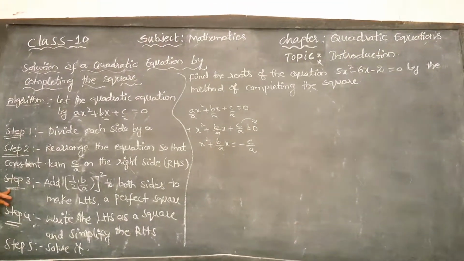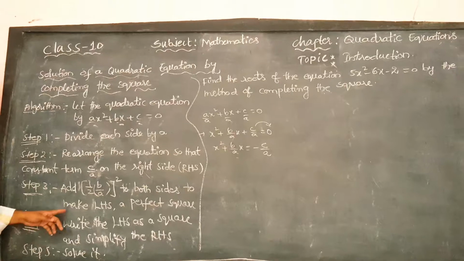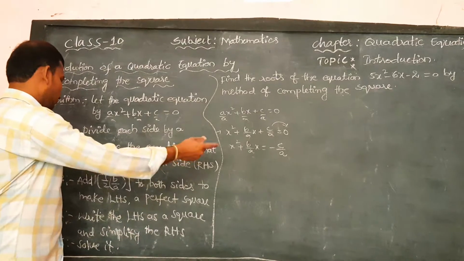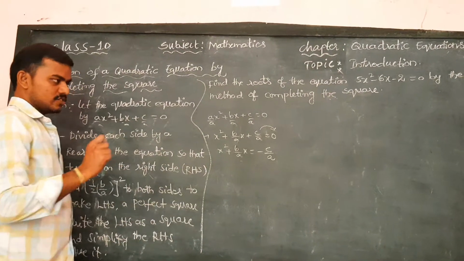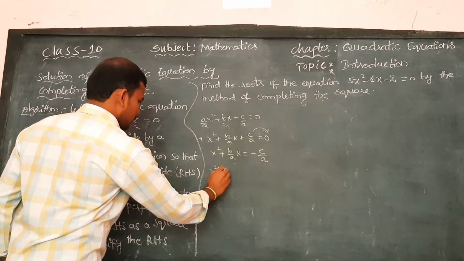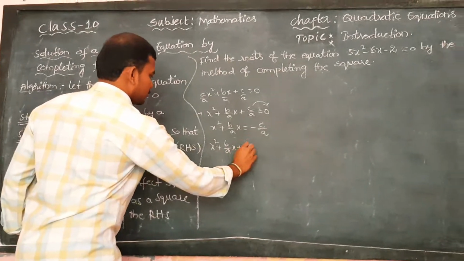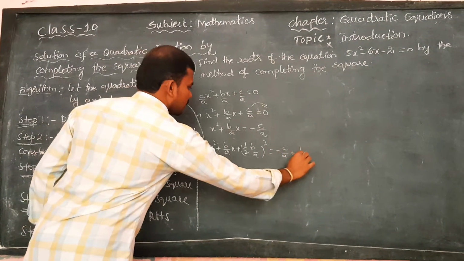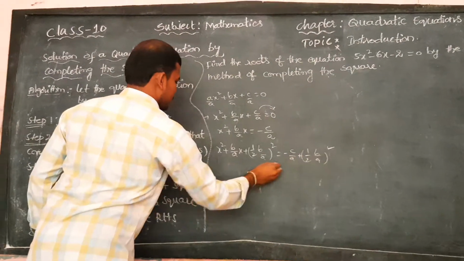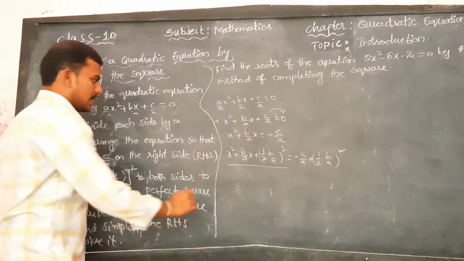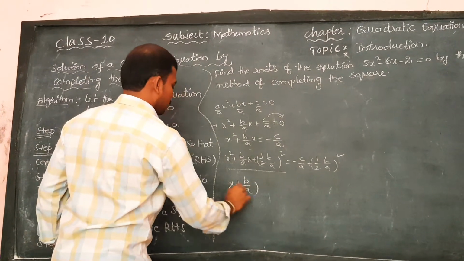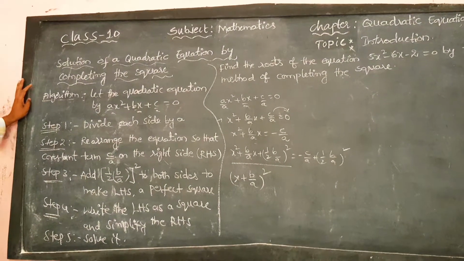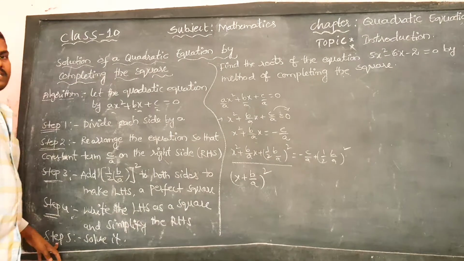Next, step 3 is add half of b by a, whole square, to both sides to make the LHS a perfect square. So 1 by 2 b by a whole square is added to both sides, and the LHS will become a perfect square, that means x plus b by 2a whole square. Step 4, write the LHS as a square and simplify the RHS. And step 5 is solve it.